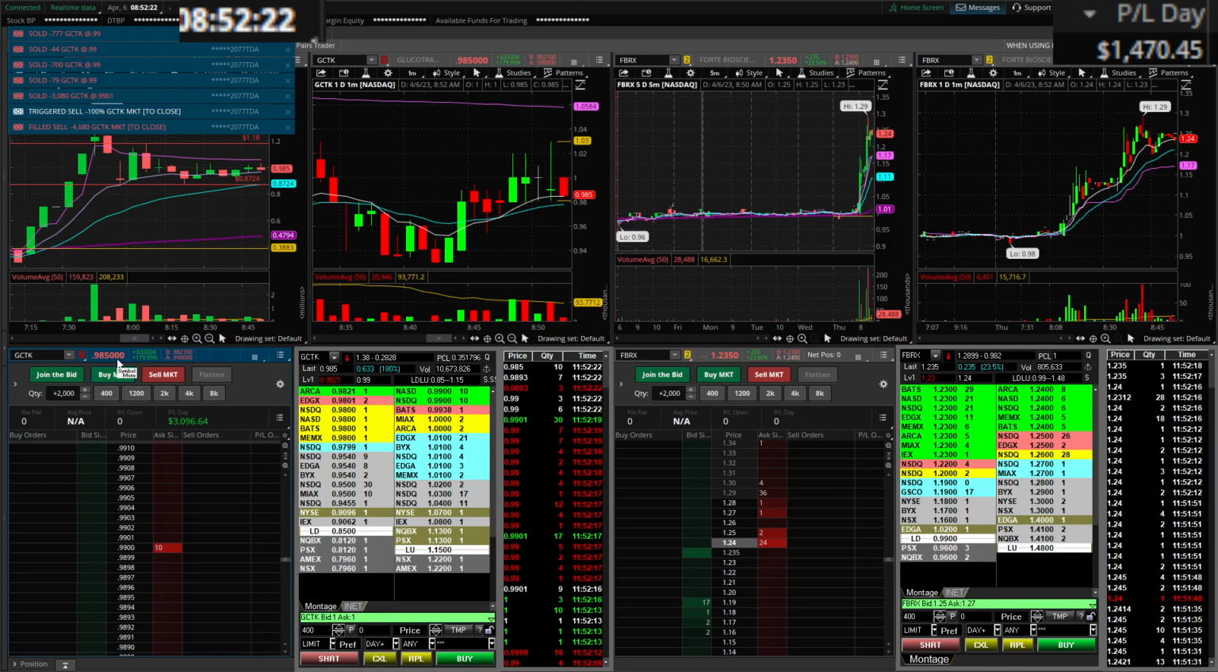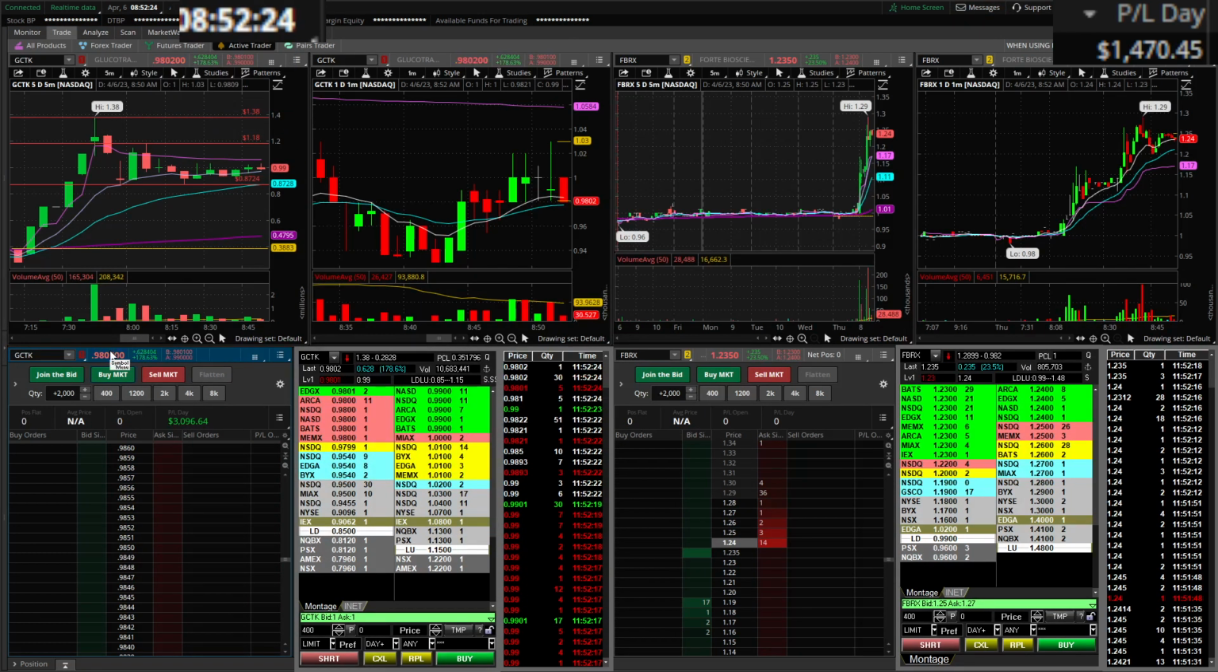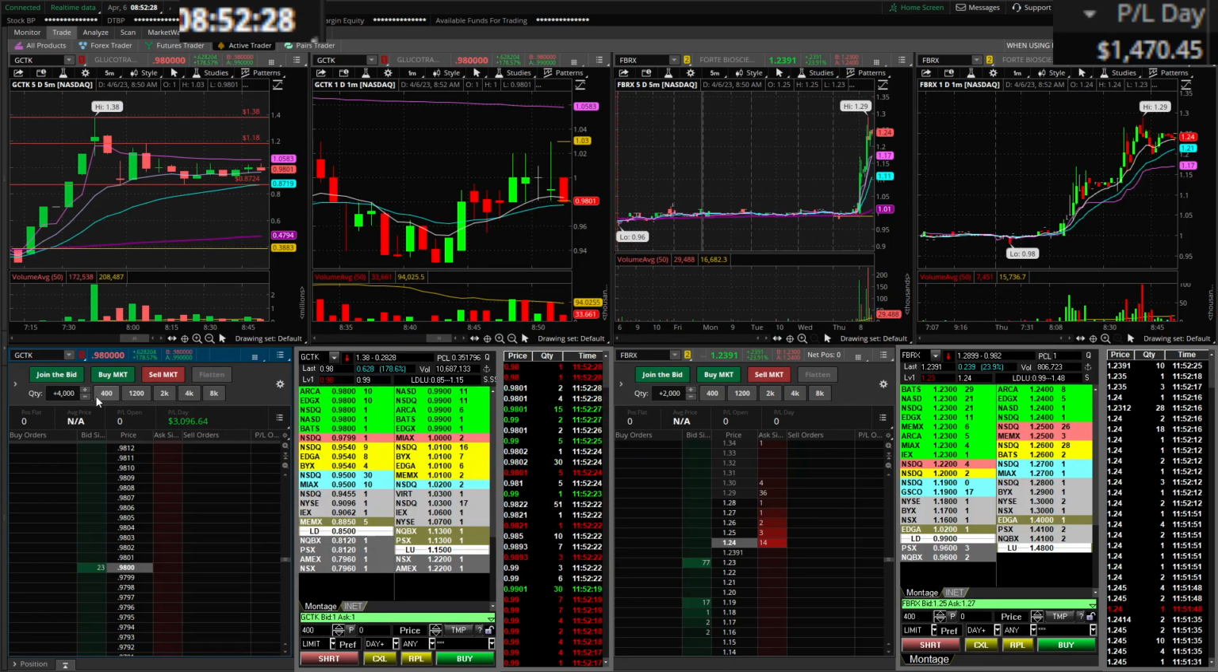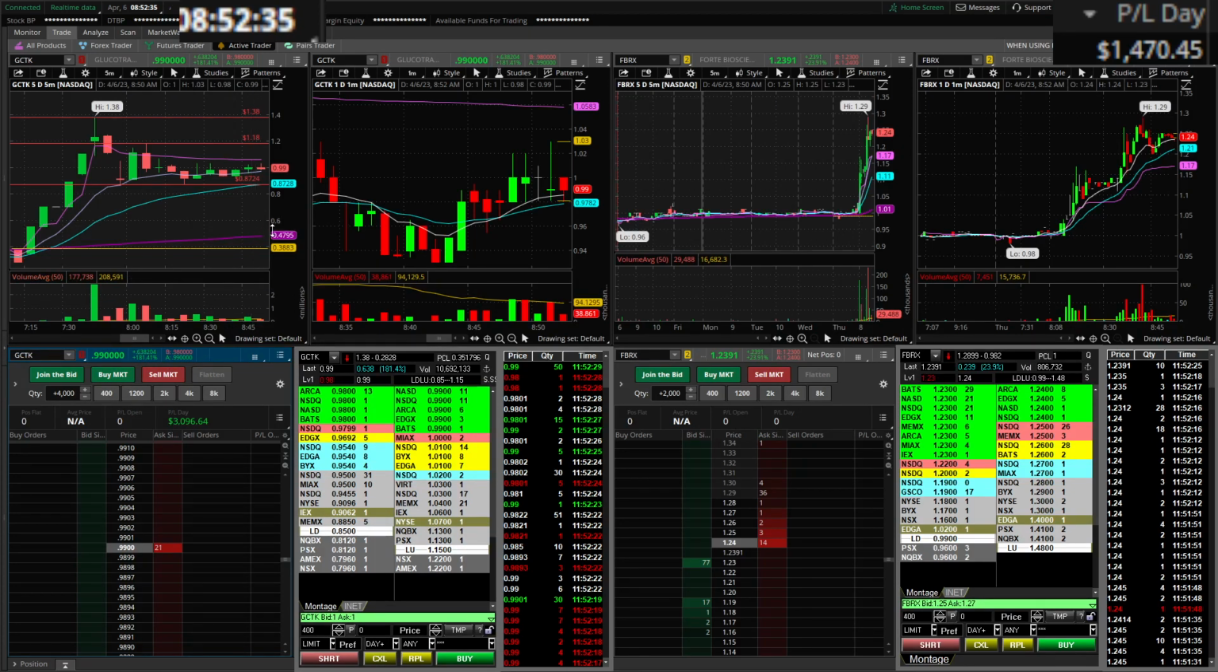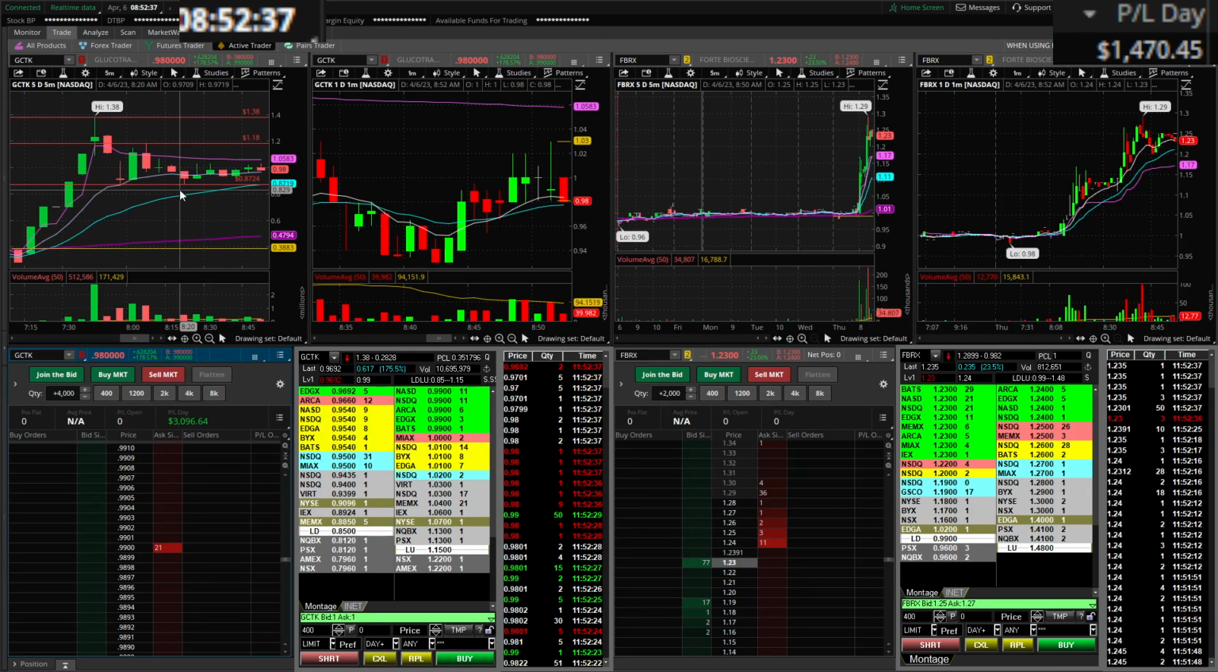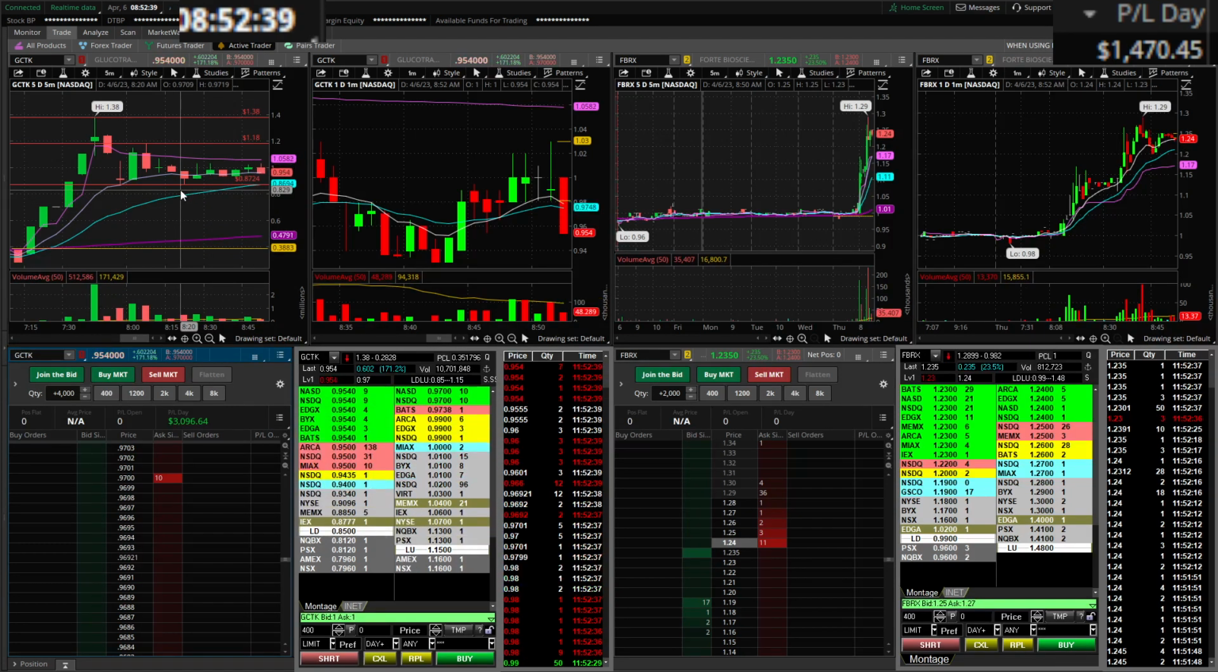Putting at 99, 40 or $50 loss. Volume's so light on this thing. I'm going to have to just wait till it gets back over VWAP. Maybe it doesn't, you know.